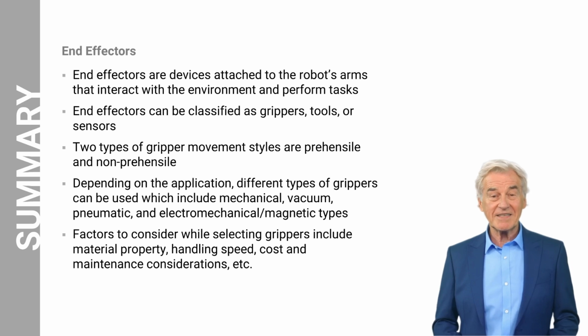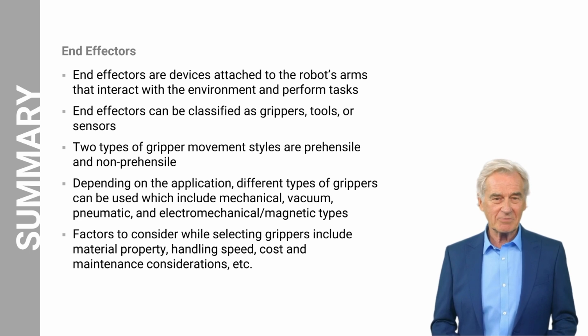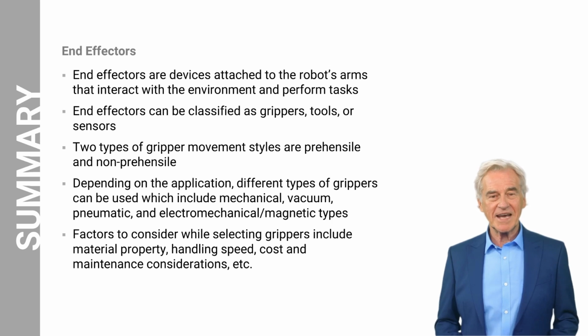In summary, end effectors are devices attached to the robot's arms that interact with the environment and perform tasks. These devices can be classified into three main categories: grippers, tools, or sensors. When it comes to gripper functionality, there are two primary movement styles: prehensile and non-prehensile. Based on the specific application requirements, various gripper types can be employed, including mechanical, vacuum, pneumatic, and electromechanical magnetic types, each offering distinct advantages for different tasks.